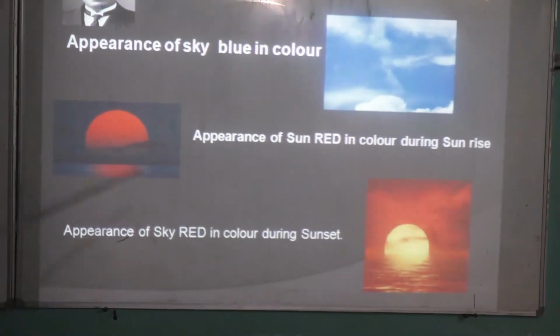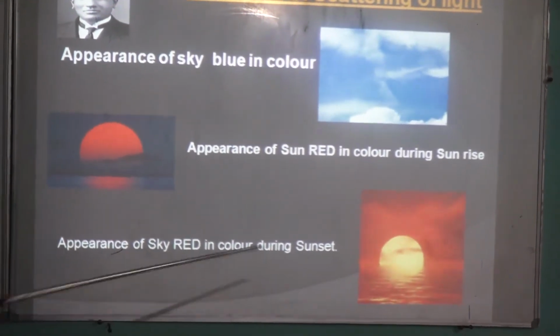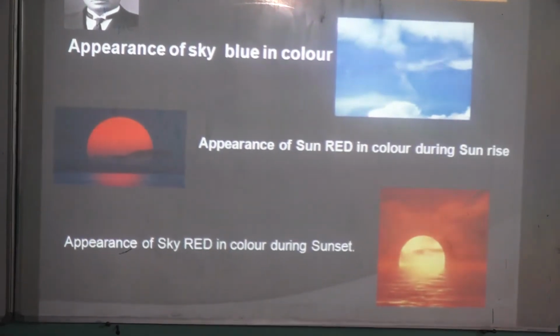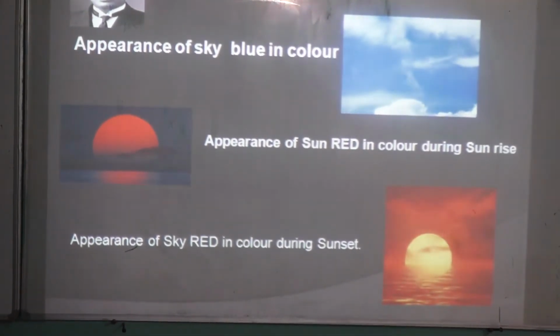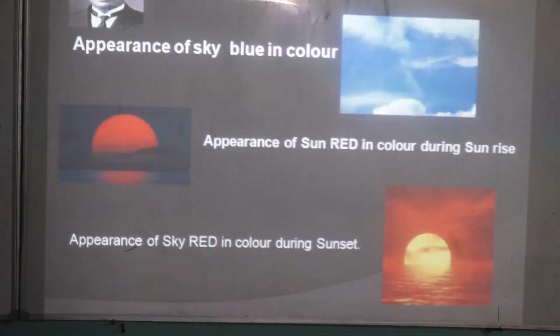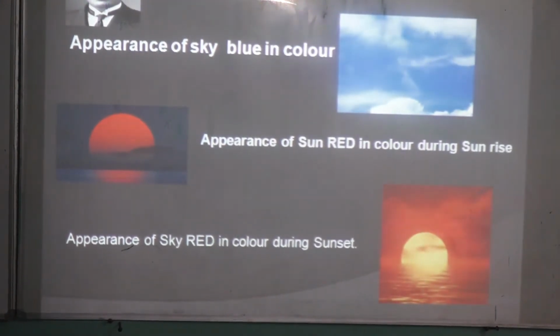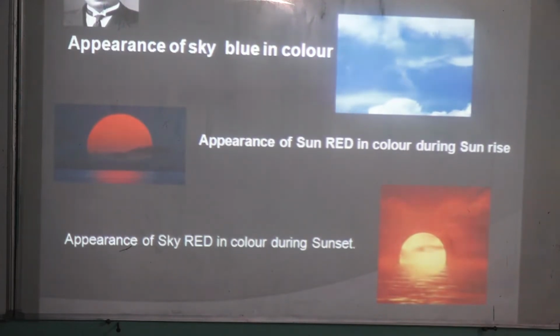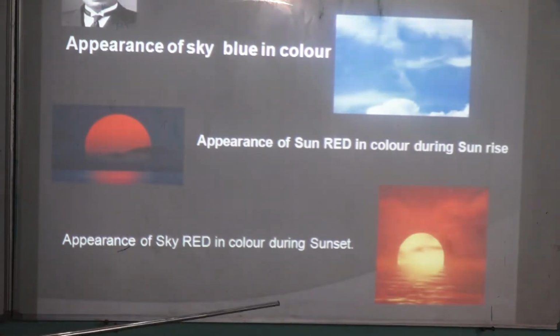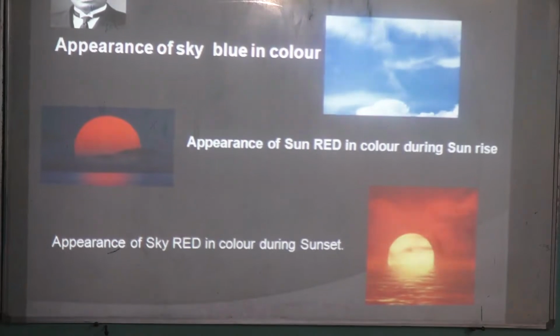What is the reason? During sunrise and sunset, the sun rays have to travel more distance. So while traveling more distance, they need more wavelength. And you know that red light has more wavelength. That's why the red light will be scattered and the sun appears red in color. That is the most important phenomenon during sunrise and sunset.